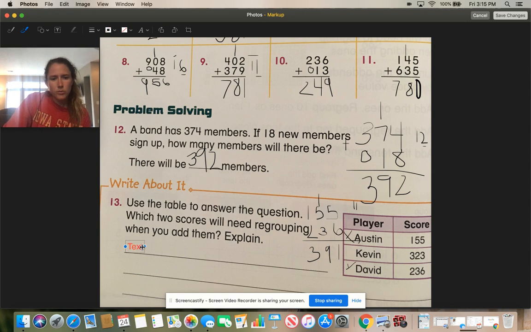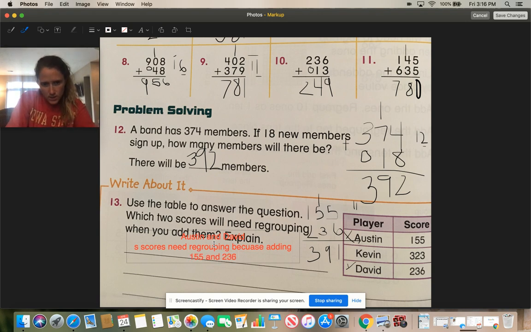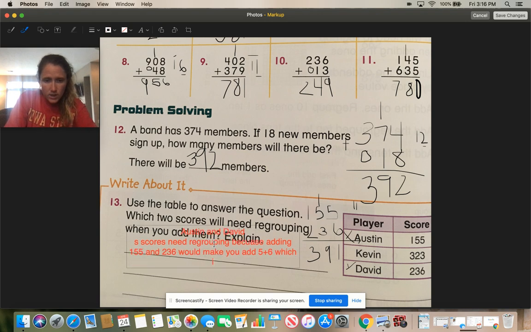Austin and David's scores need regrouping because adding 155 and 236 would make you add 5 plus 6, which equals 11. That number needs regrouping. Now, boys and girls, don't worry about rewriting this whole thing because I wrote a long paragraph.